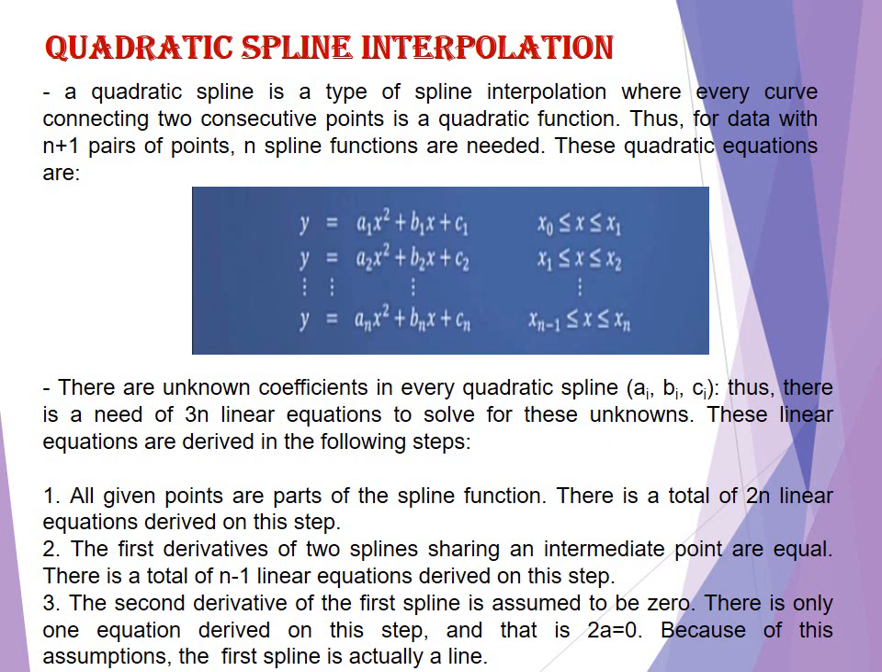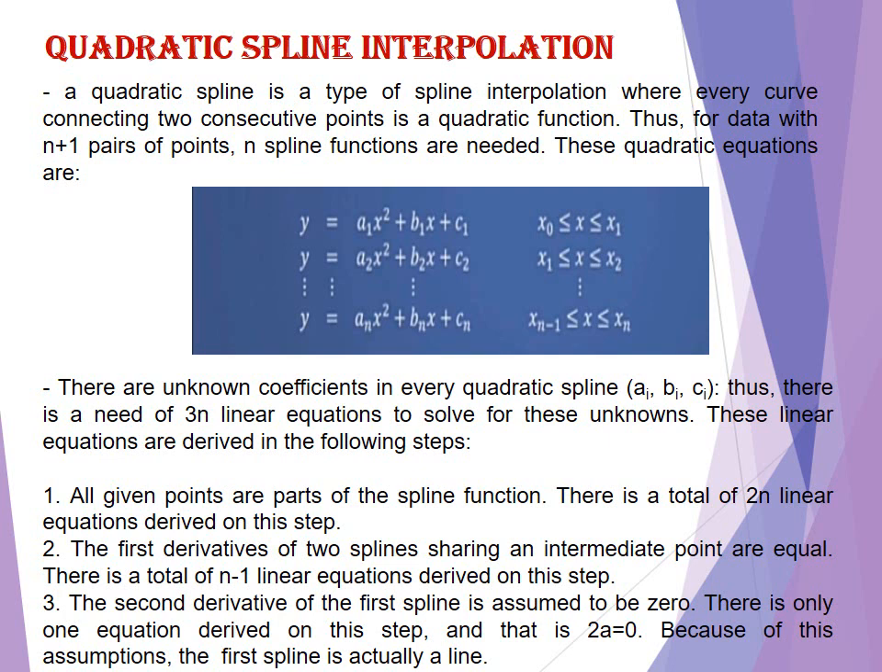So the range is from x sub 0 to x sub 1. Next is y equals a sub 2 x squared plus b sub 2 x plus c sub 2, with the range from x sub 1 to x sub 2. Last is y equals a sub n x squared plus b sub n x plus c sub n, with the range from x sub n minus 1 to x sub n.